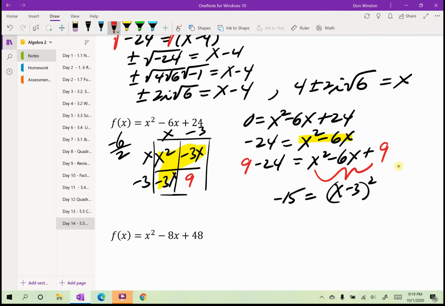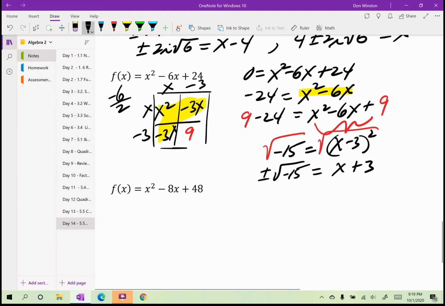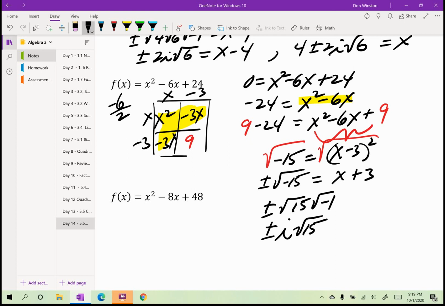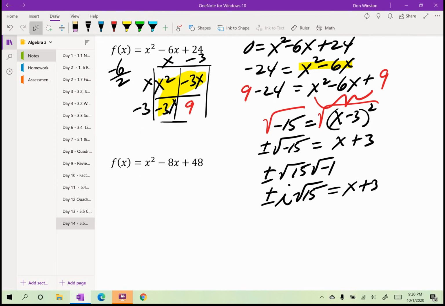And then we take the square root of both sides. And then this will be plus or minus the square root of negative 15 equals x plus 3. But then this will be plus or minus the square root of 15 times the square root of negative 1, which is just going to equal plus or minus i root 15, because we can't simplify root 15 anymore. And then we bring down our x plus 3. And then we subtract 3, and we get negative 3 plus or minus i root 15 equals x. Solved.